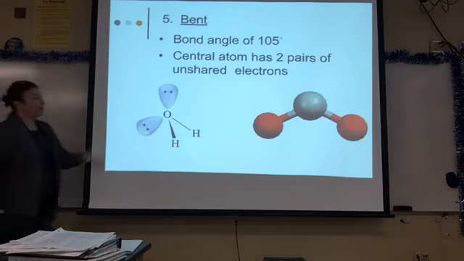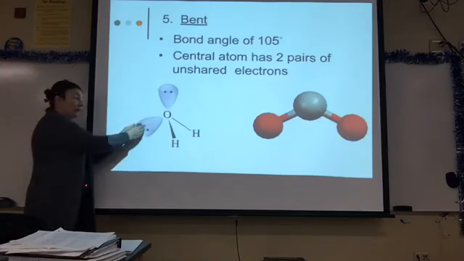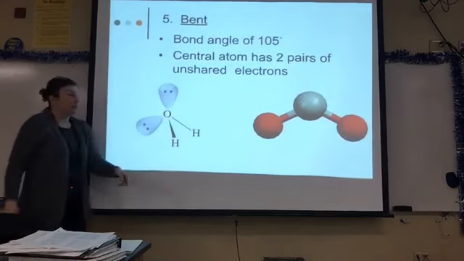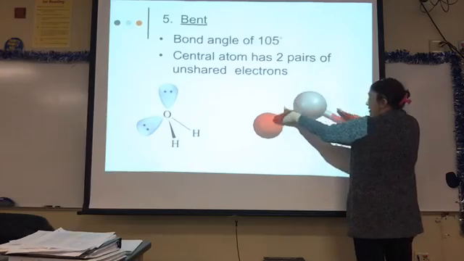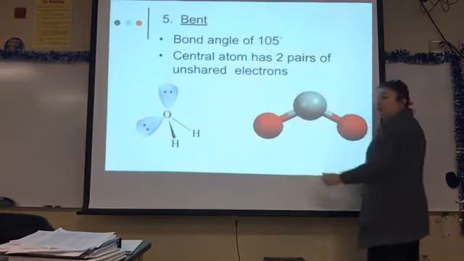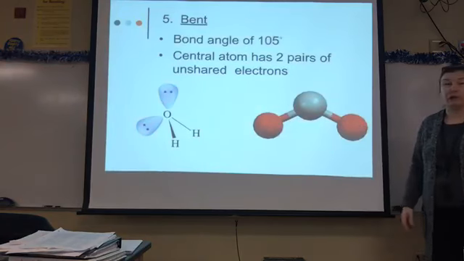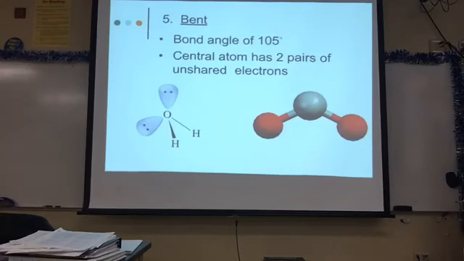So since you have these 2 unshared pairs of electrons, they're all trying to get away from each other, and they bend. They make these guys, instead of being linear, bend downwards. And that's how you get a bent molecule. And thank goodness this is a bent molecule, because water is a bent molecule. And because it's bent, it gives us all the properties we have to live here on Earth.